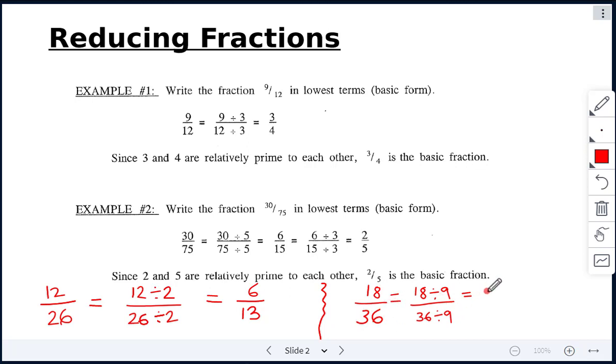So 18 divided by 9, that gives me 2. 36 divided by 9, that gives me 4. So now I have 2 over 4. 2 over 4 I can still reduce, right? Now I can divide top and bottom by 2. All right, and then I get 1 over 2. 2 divided by 2 gives me 1. 4 divided by 2 gives me 2. Some of you may have divided the top and bottom immediately by 18. 18 divided by 18 would have given you 1. 36 divided by 18 would have given you 2.